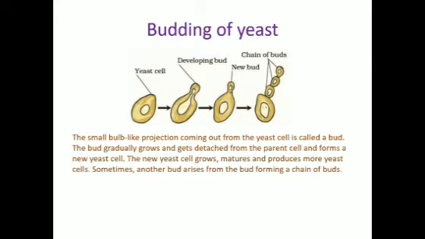So there will be a yeast cell. From that yeast cell, some bud-like projection will come out, attaching to that only. Later, the nucleus divides into two because both the yeast should have a nucleus. Then the bud detaches from the main yeast cell and forms a new yeast cell. Sometimes a new yeast cell forms just like that, which forms a chain of buds.